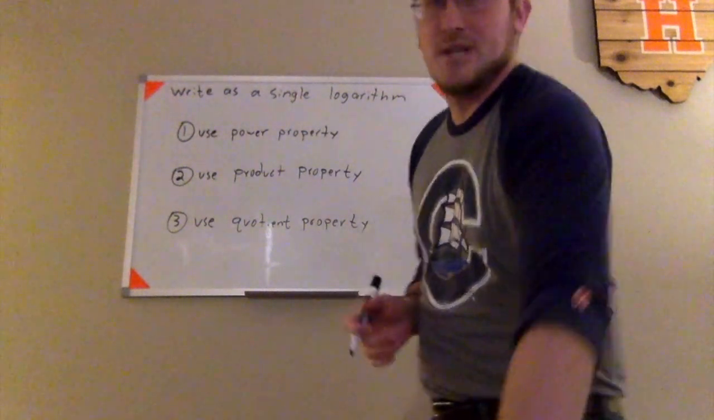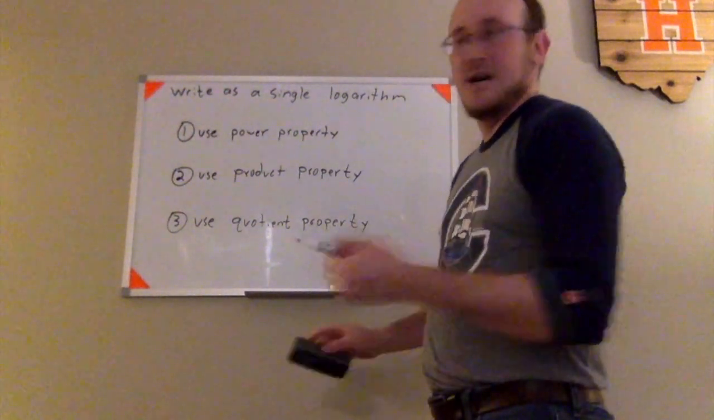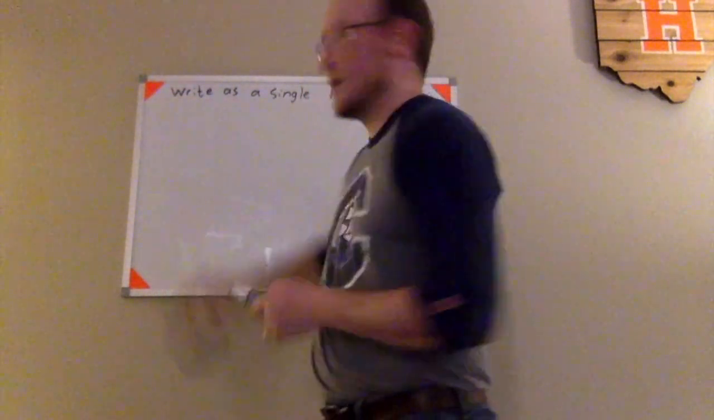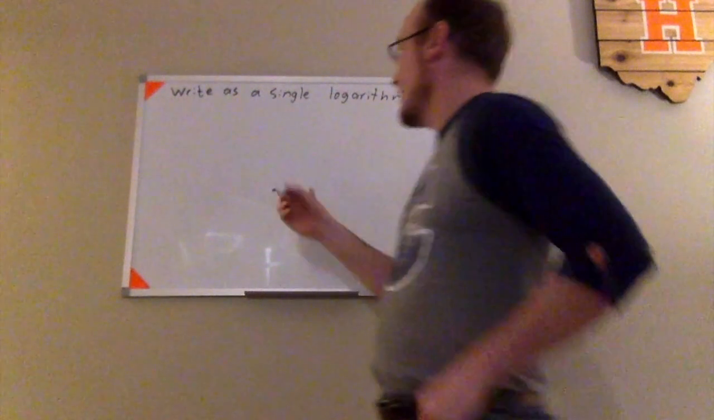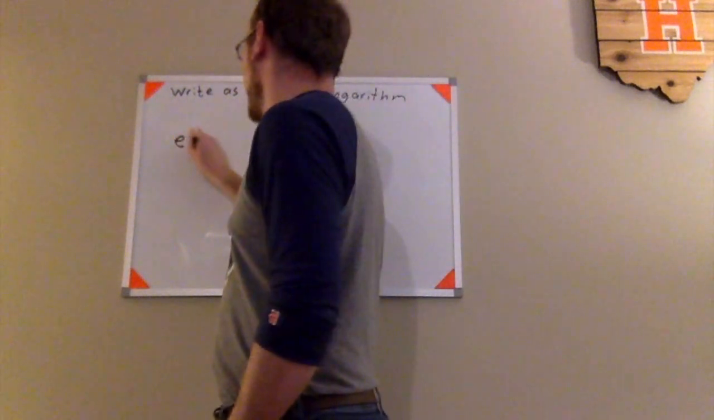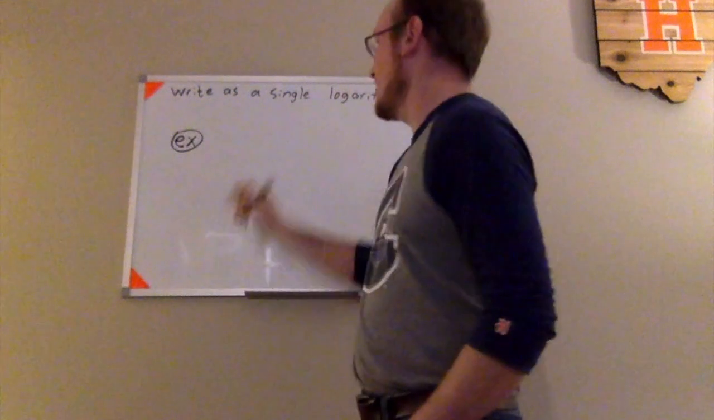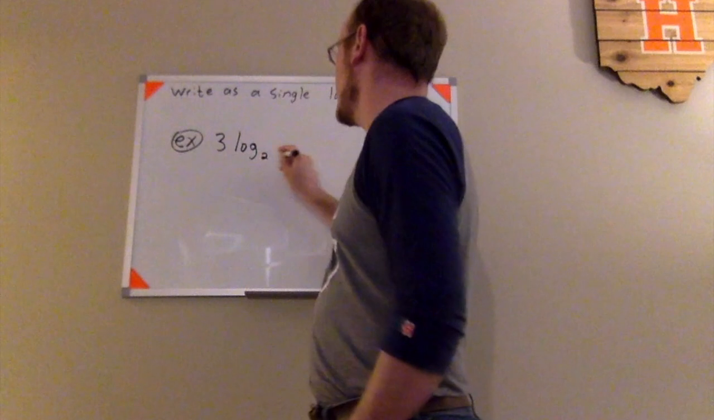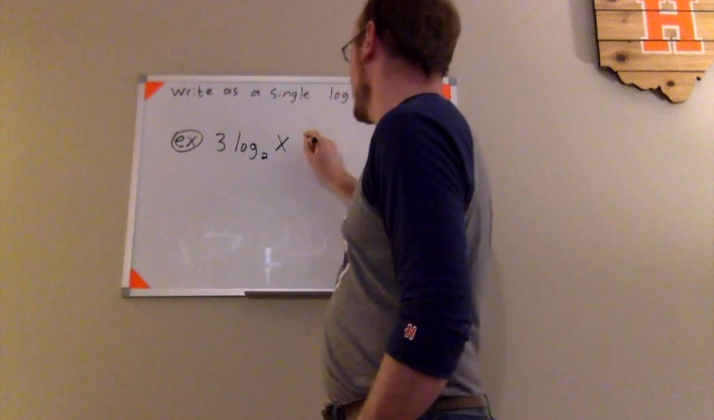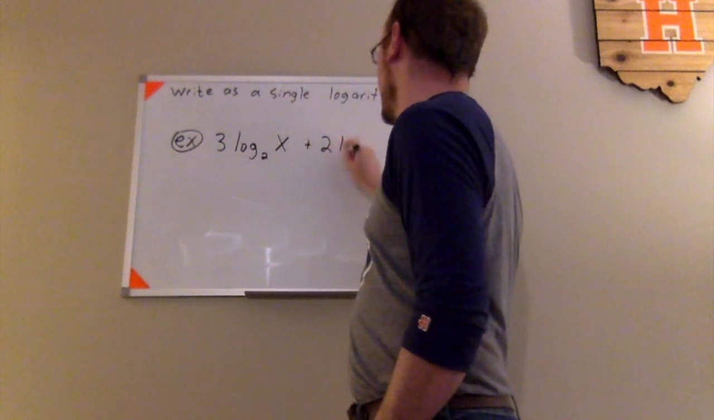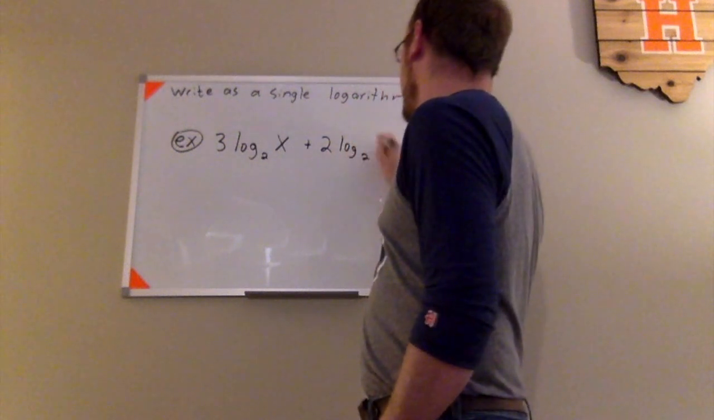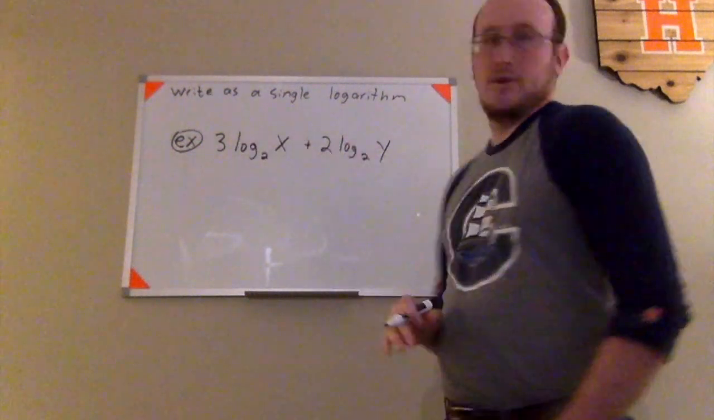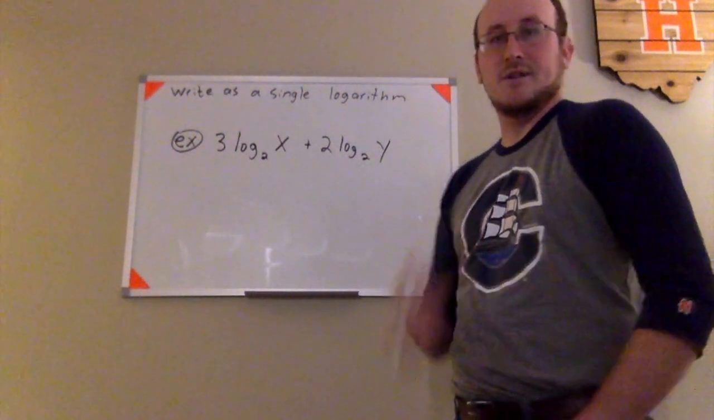So I'm going to go ahead and make up an example or so here just to show you how this would work. We'll just put a couple properties together and see how that goes. Let's say in this particular example, I had something like 3 log base 2 of x plus 2 log base 2 of y. So here I see 2 separate logarithms, and the directions want me to condense this into a single logarithm.